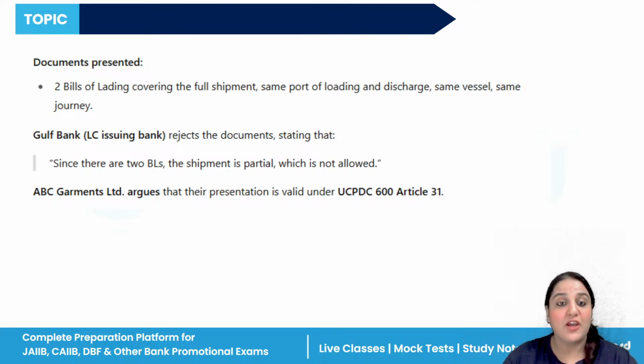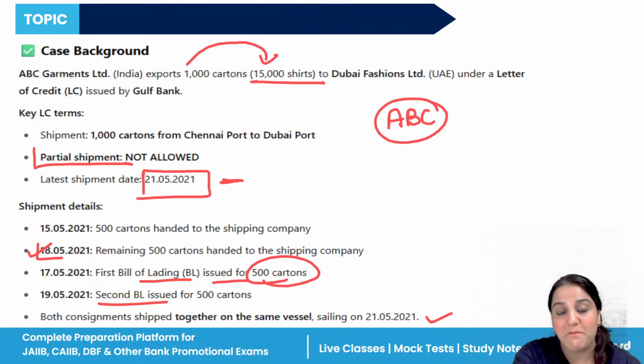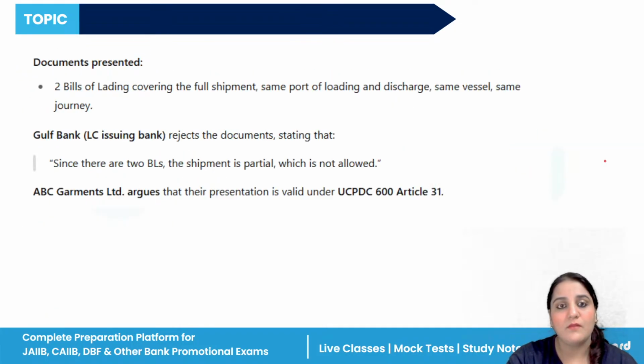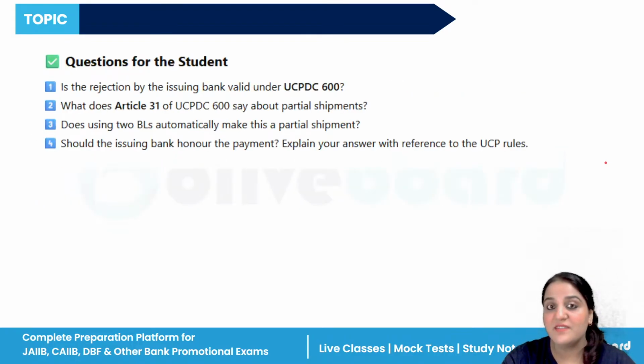Why? Because there are two bills of lading. The shipment is partial, which is not allowed. Here they mentioned partial shipment is not allowed and they presented two bills of lading. ABC Limited argues that their presentation is valid under the UCPDC 600 Article 31. So now what happened? The questions are given.